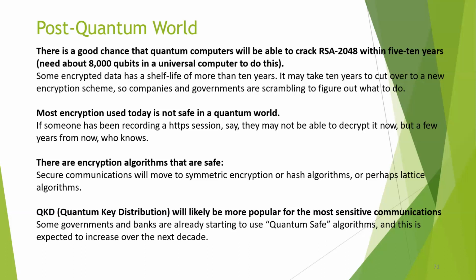There are encryption algorithms that are safe. Secure communications will move to symmetric encryption or hash algorithms, or perhaps lattice algorithms. Quantum key distribution will likely be more popular for the most sensitive communications. Some governments and banks are already starting to use quantum-safe algorithms, and this is expected to increase over the next few years.